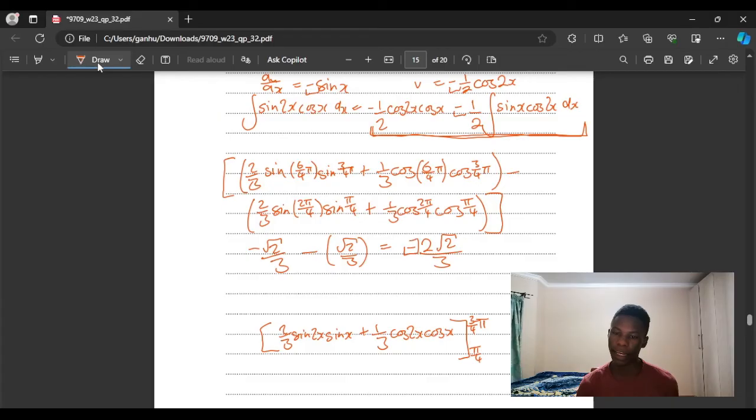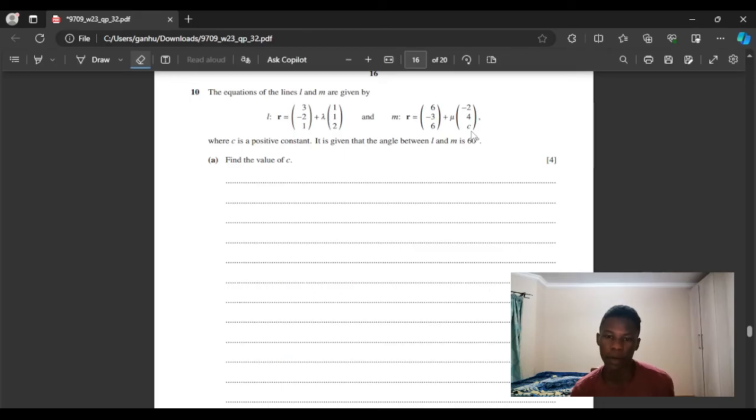The only reason it's negative is that the area lies below the x-axis. If you check, the shaded region is below the x-axis, so you're always going to get a negative answer. But we know that area is never negative, so you give your final answer as a positive value. So that's 2 root 2 over 3 as our final answer. Let's move on to the next question.